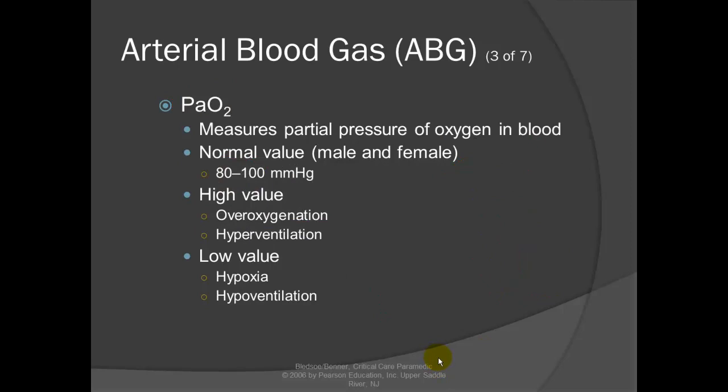PaO2 measures the partial pressure of oxygen in the blood. Normal value should be 80 to 100. A high value, over-oxygenation or hyperventilation of the patient. Low values would say hypoxia or hypoventilation.